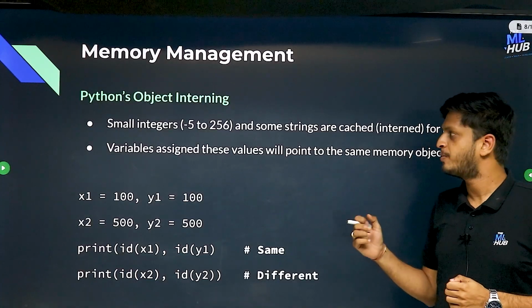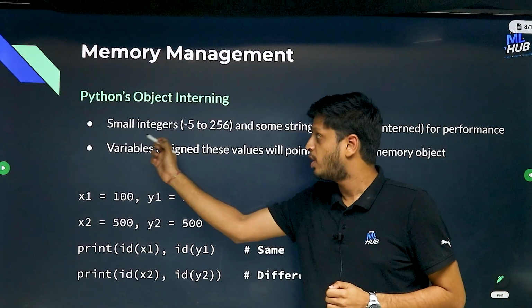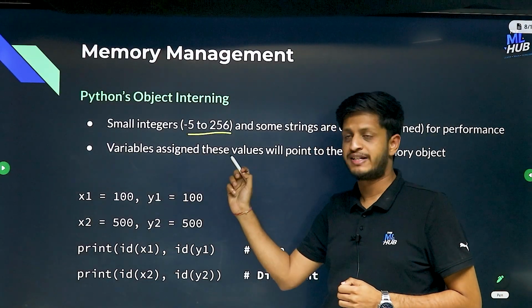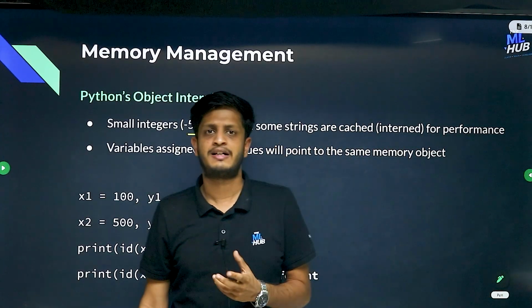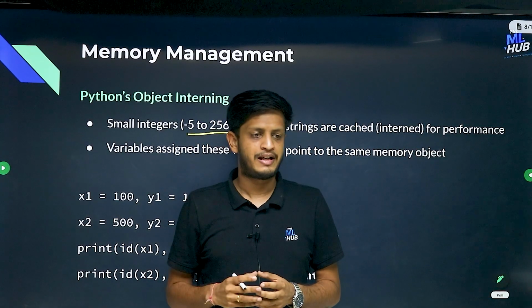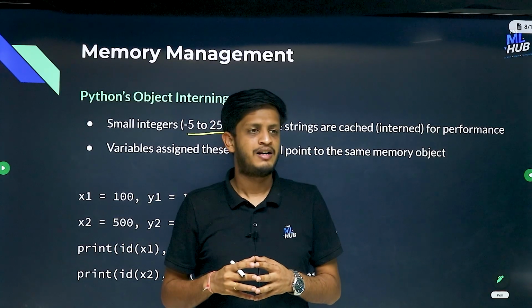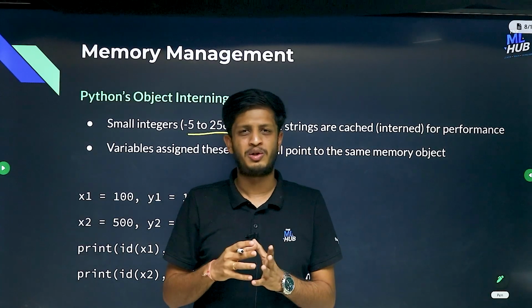So this is Python's object interning: small integers, which are -5 to 256, and some strings. There are a few strings which Python internally tries to intern, so they will have the same memory address. They are not very commonly known. You don't need to remember all of those.